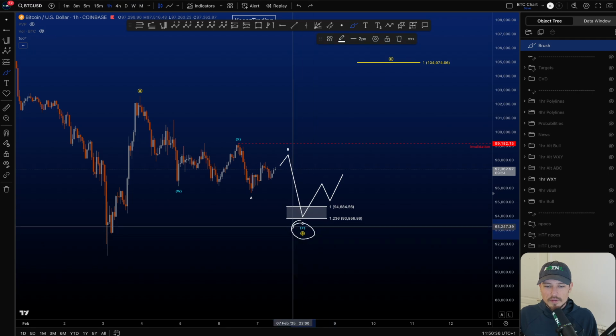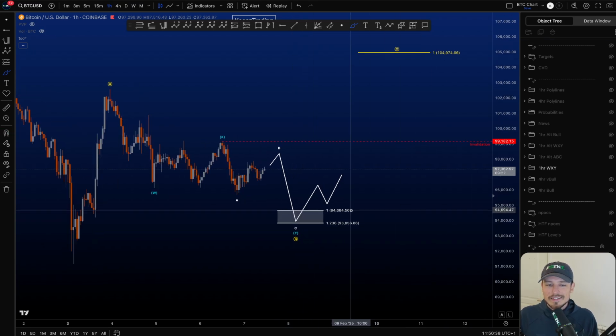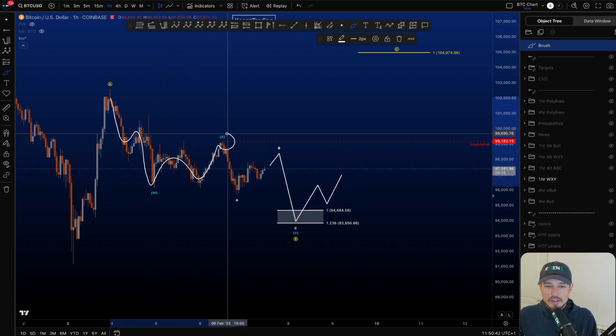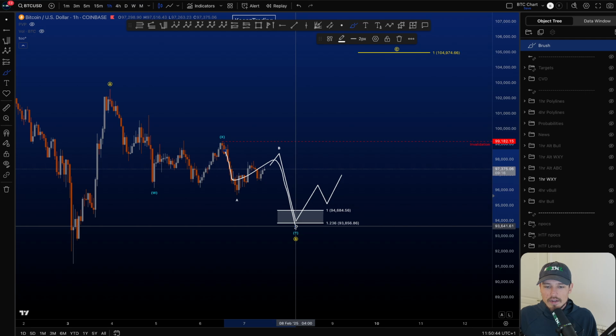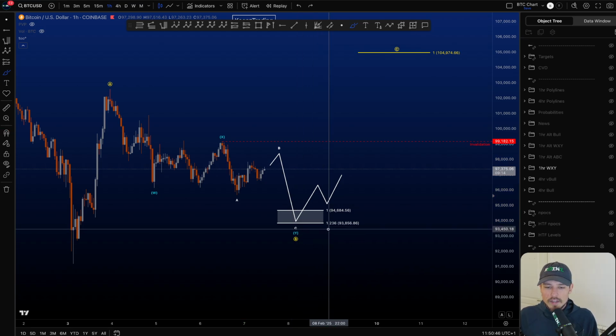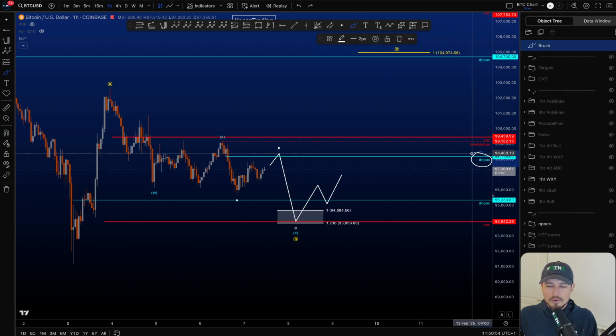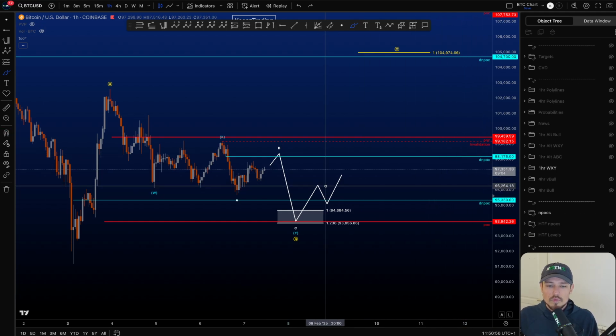Now, this wave B in this scenario is then a double zigzag structure. So ABC in a wave W here, then we have wave X and another zigzag down ABC in a wave Y. Now, if wave B in white here can move to the upside just a little bit more, then it can touch the daily naked point of control at 98.1K.